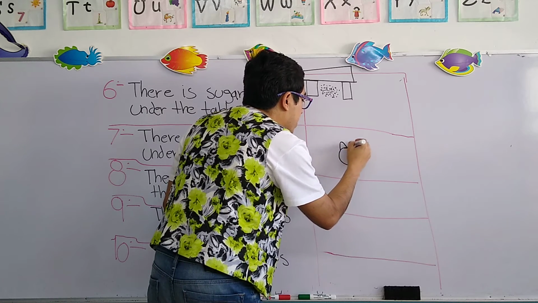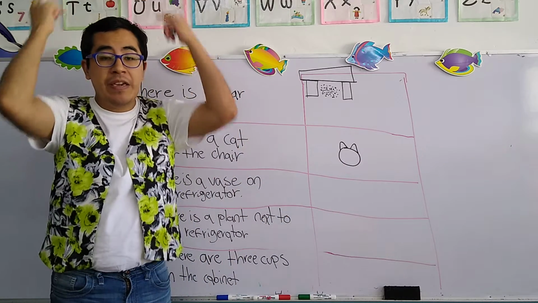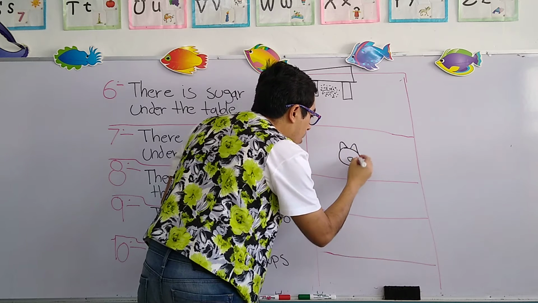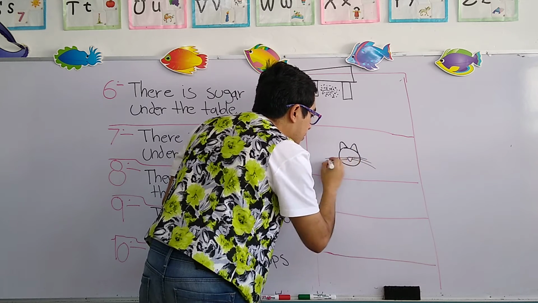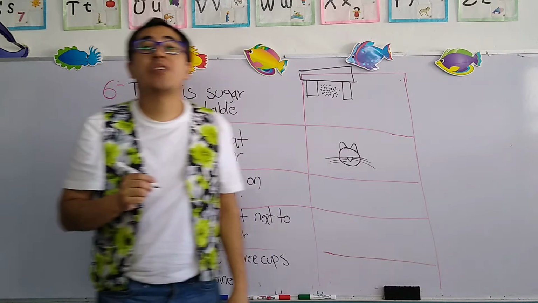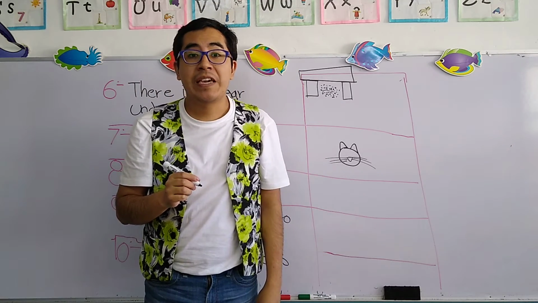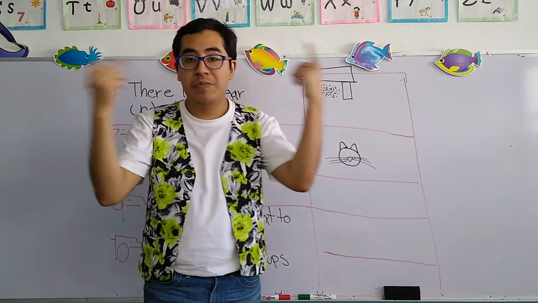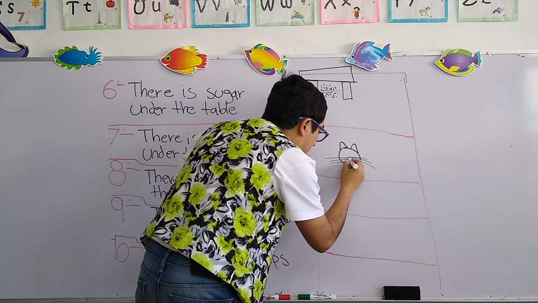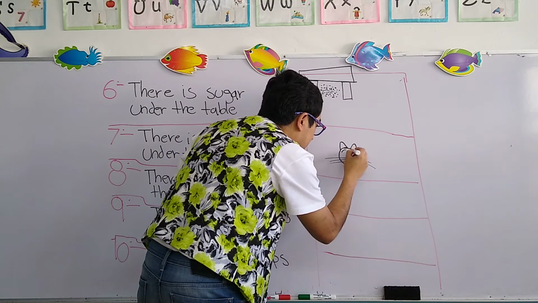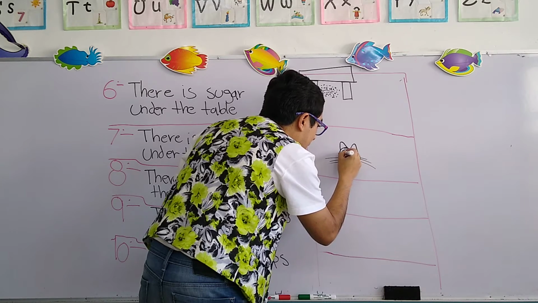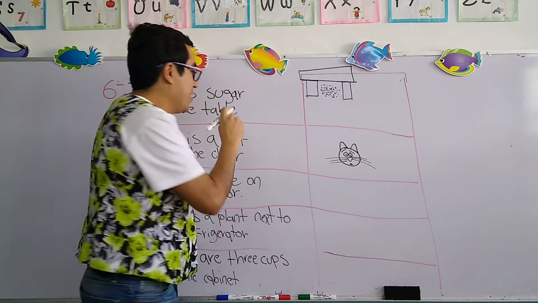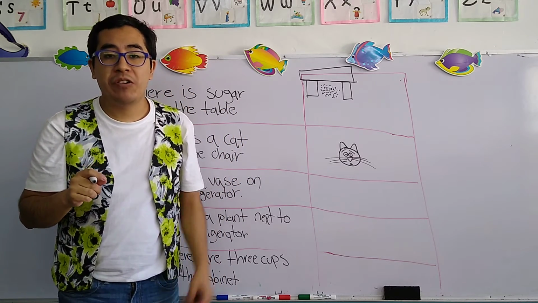The ears, remember the cat has pointy ears, pointy ears, the nose, and the whiskers. Remember, the whiskers are one of the most important parts of the cat. It's what identifies a cat, es lo que los identifica. Whiskers, bigotes. The mouth, and the eyes. Now this cat is shocked, remember? Now the cat is under the chair, so the second object.